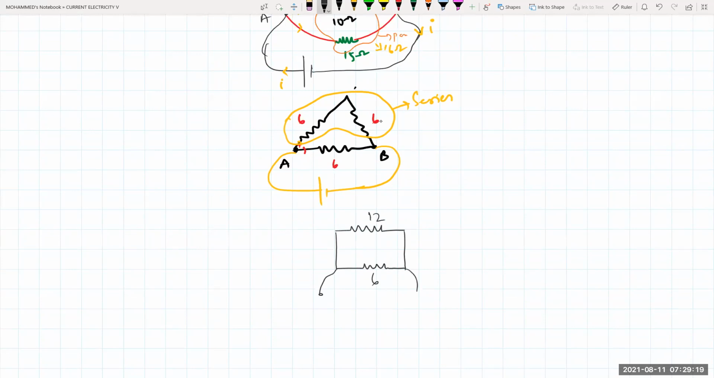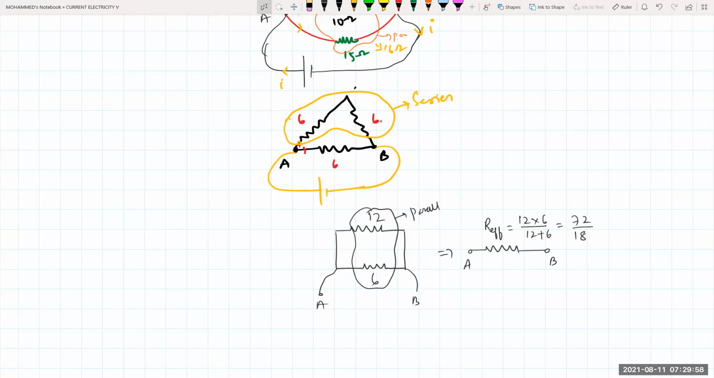These are the terminals. So these are the terminal A and this is your terminal B. Now these two are in which combination? Parallel combination. So this will become one resistance between the terminal B and the terminal A. So R effective will be equal to 12 into 6 divided by 12 plus 6. 72 by 18. 72 divided by 18. So that will become how much? 4, sir. 4 ohms. So R effective across your AB will be equal to 4 ohms.